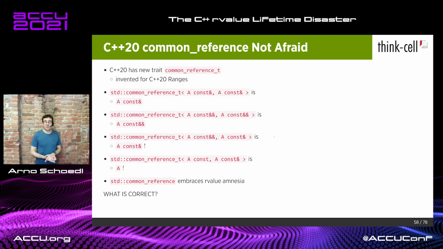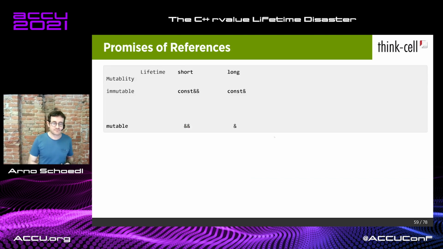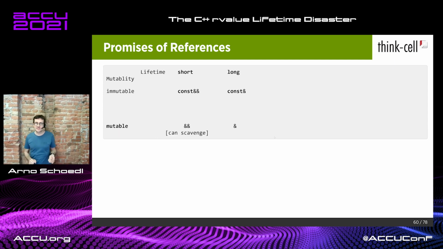So that begs the question, what is really the problem here, and how should things be? What is correct? Let's look at this little diagram. We essentially have four kinds of references: constant and non-const, and we have lvalues and rvalues. And the mutability also comes in two different flavors. One is immutable, one is mutable. And there's one more aspect, which is that the rvalue reference has this added property that you can scavenge from it. You can steal from it. That's an added benefit of having an rvalue reference. You can't do this with an lvalue reference in particular.